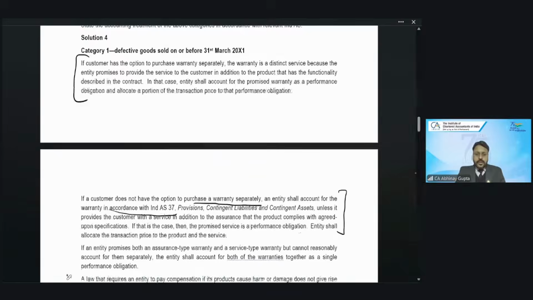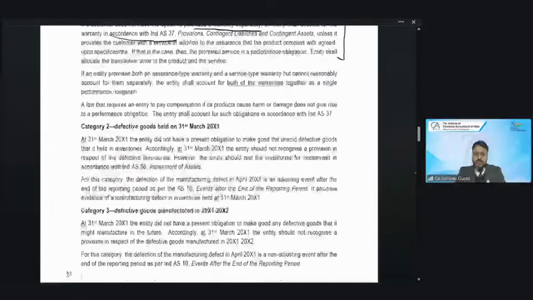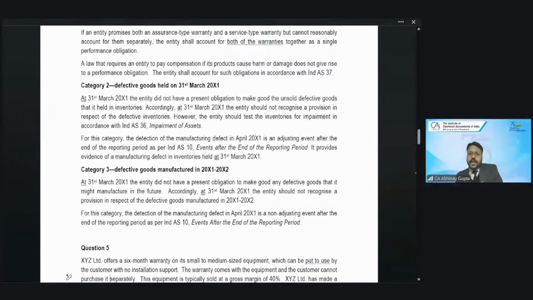Yes, sir. Now, in the second situation, defective goods held, not yet sold. Because they are not yet sold, there is no interplay of Ind AS 115 because the customer does not exist. We only have the inventory and my inventory is defective. It means my inventory is obsolete. And for obsolete inventory, I need to record a provision for impairment of inventory, which is under which standard? Ind AS 2, sir. Yes. Impairment of inventories is Ind AS 2.